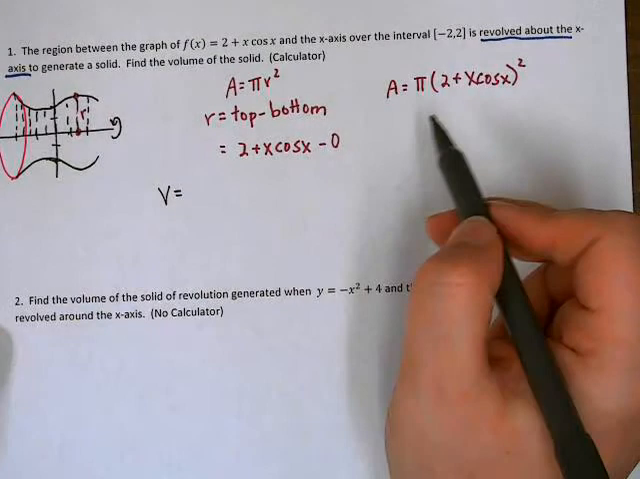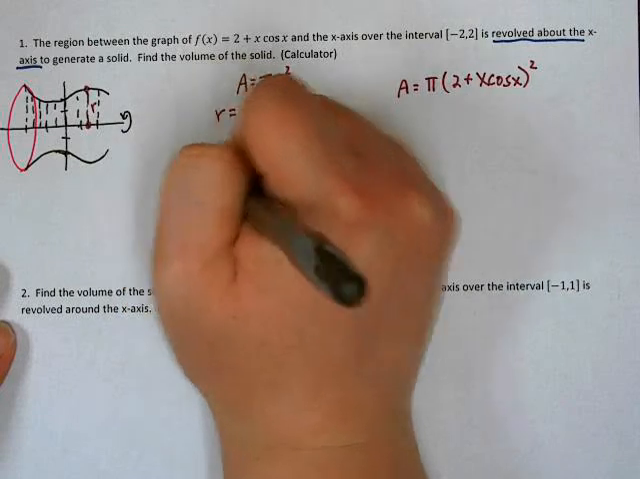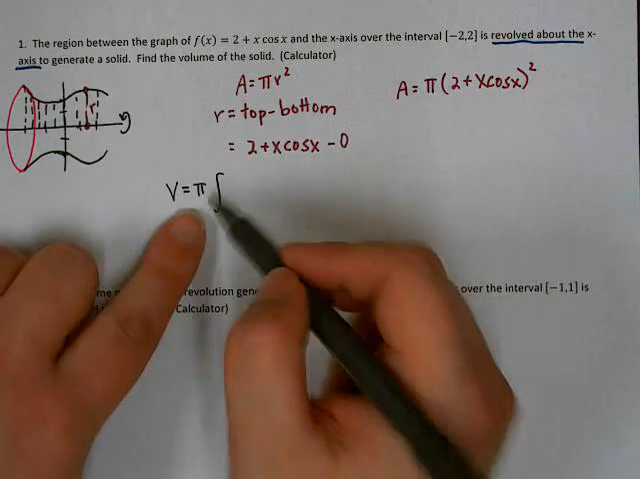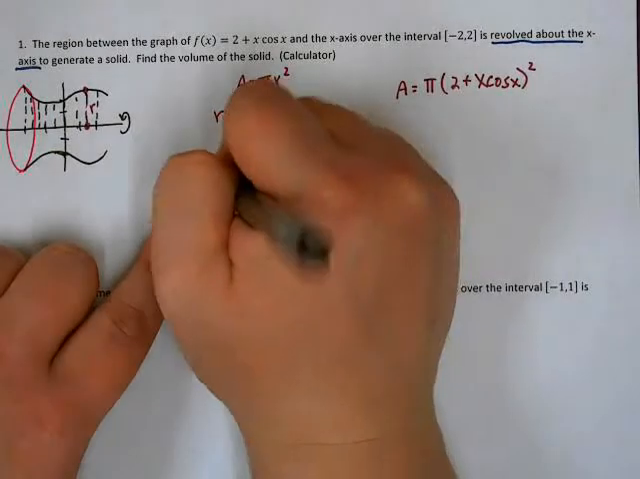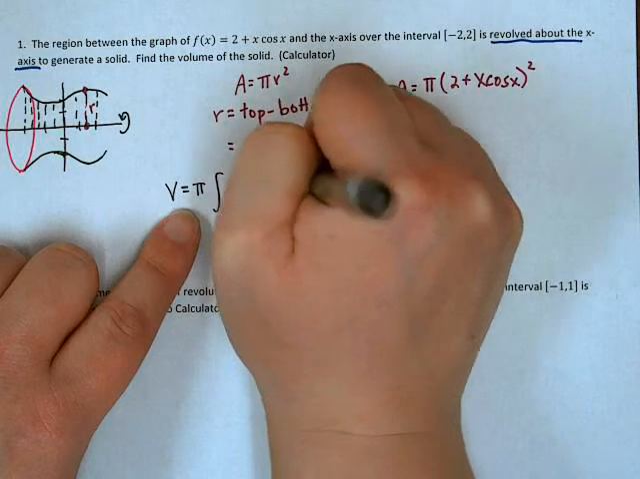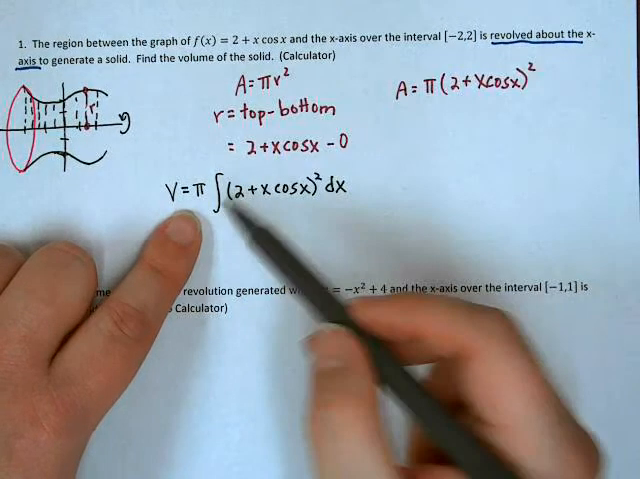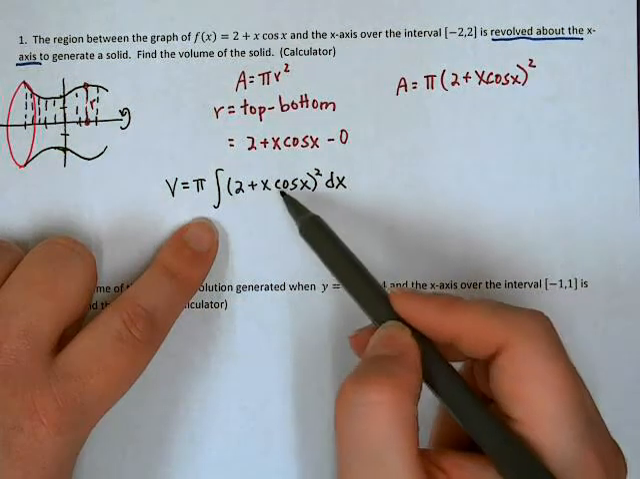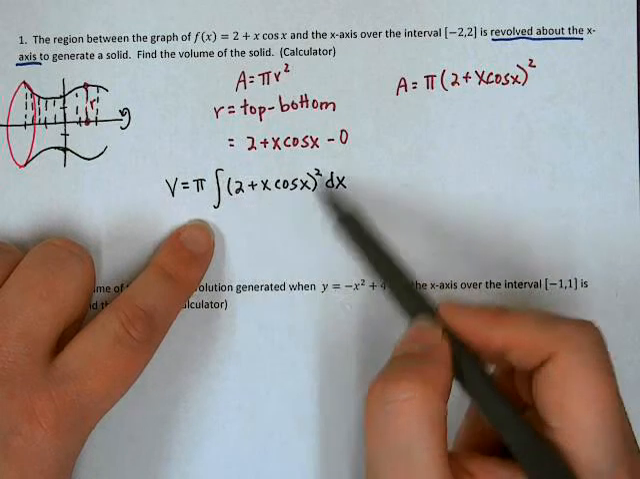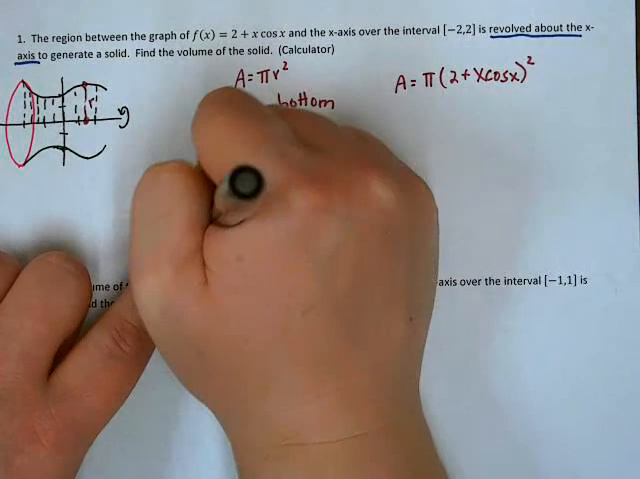Now, this volume is going to have a pi as a constant, so I'm actually going to take the pi out of the integral, all right, and put it on the outside. So it's pi r squared, so 2 plus x cosine of x quantity squared dx. So this is the volume of my area, and it's with respect to x. So there's my pi r squared dx. And let's see, we're going from -2 to 2.